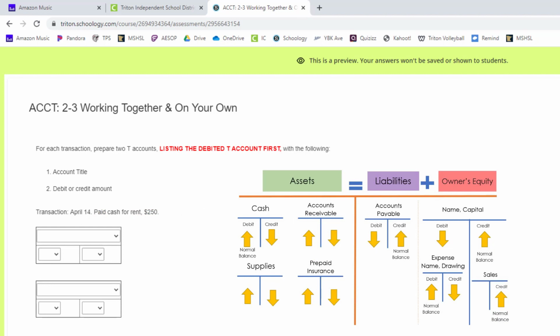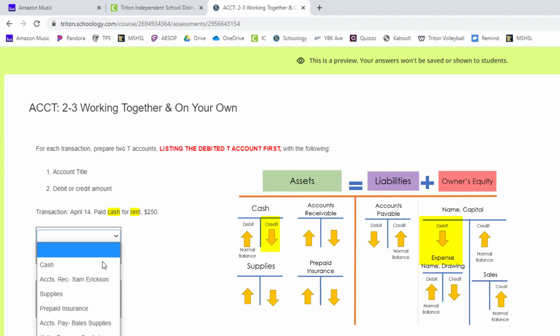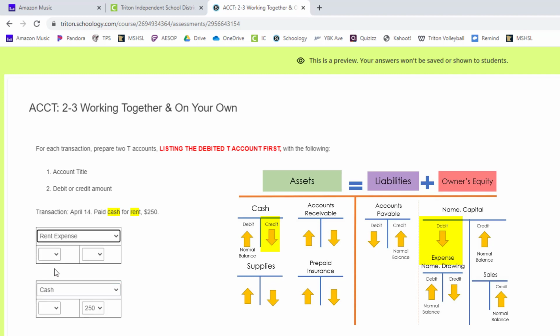For the April 14th transaction, we've got paid cash for rent. So here's my first keyword, it's cash. My second keyword here is rent. And now I'm determining what is the debit or the credit. So when I pay cash, cash is an asset and decreasing cash is a credit. So my credit always goes on the bottom. So I'm going to put cash on the bottom, and then the credit is on the right. So the credit is $250. The rent keyword is rent expense. So that's my account title. And that will be a debit because remember, rent expense is the T that falls within owner's equity, and a decreasing owner's equity is a debit. So debit's on the left.